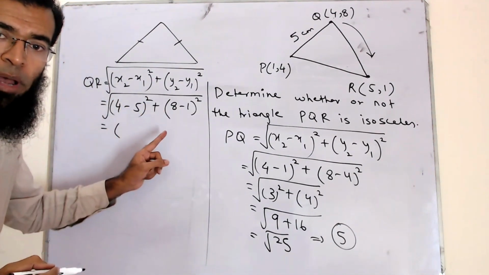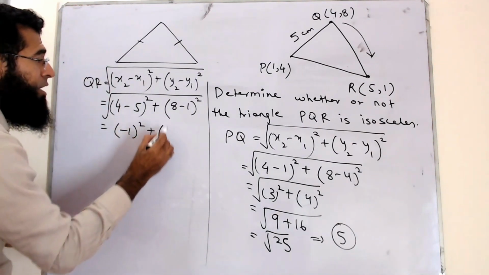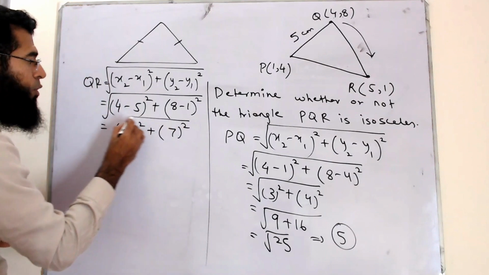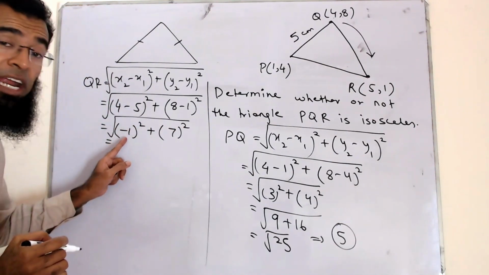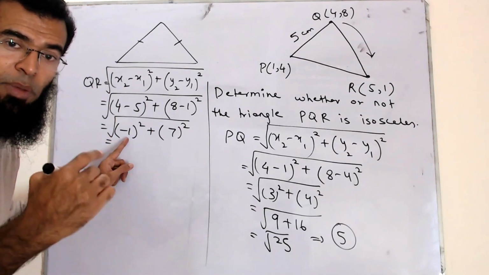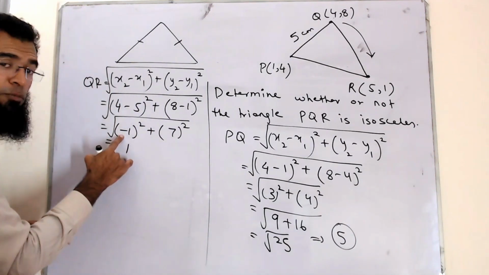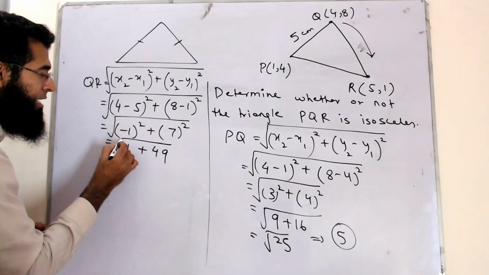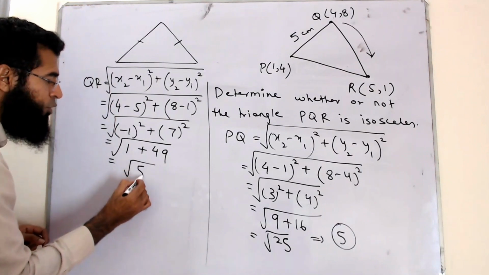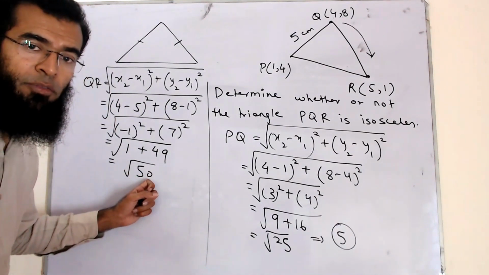So what is 4 minus 5? We have to be careful. So this is minus 1 square plus 7 square whole under root. We know that square of a negative number is always positive. Minus into minus is plus. So this is 1. 1 square is 1, 7 square is 49 and square root. So this comes out to be square root of 50.